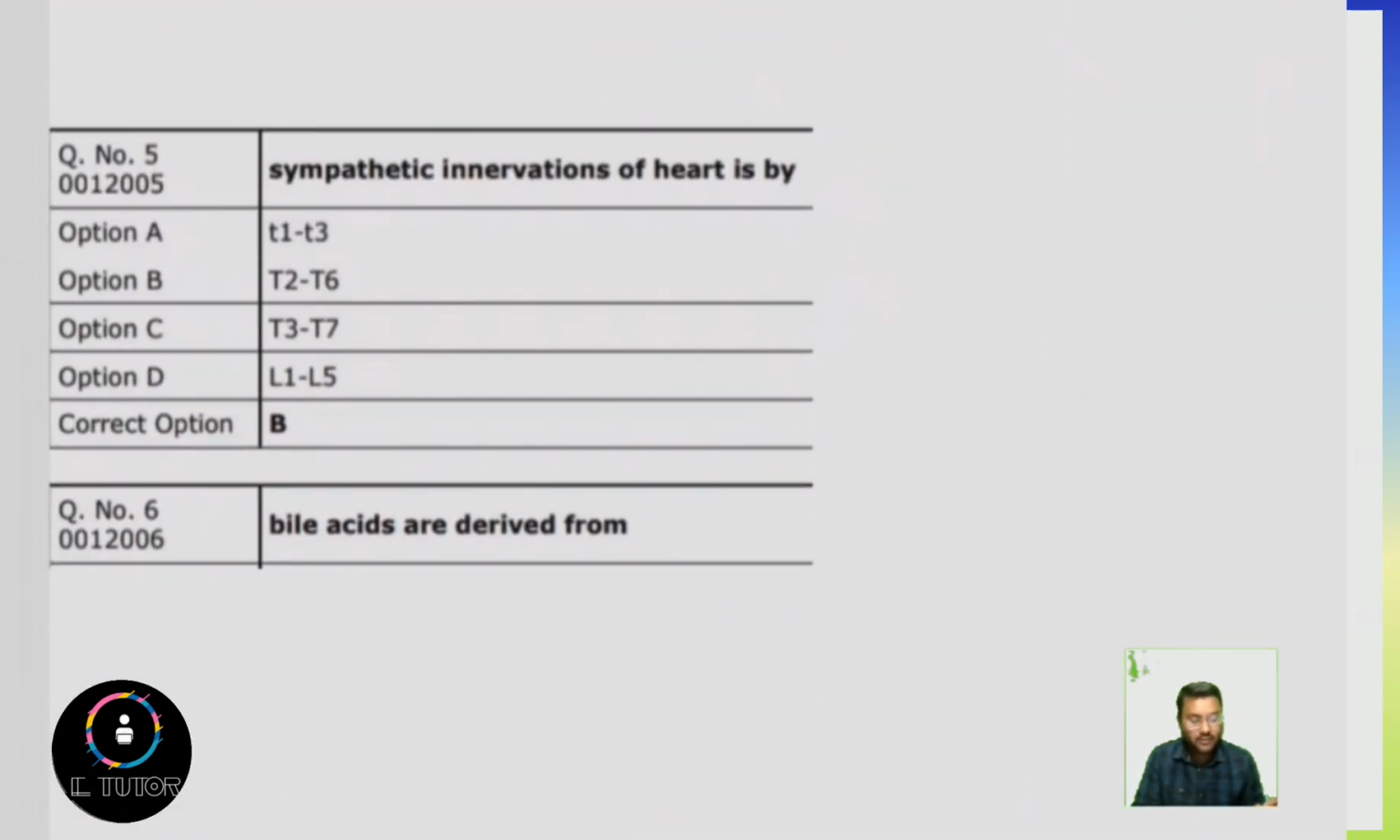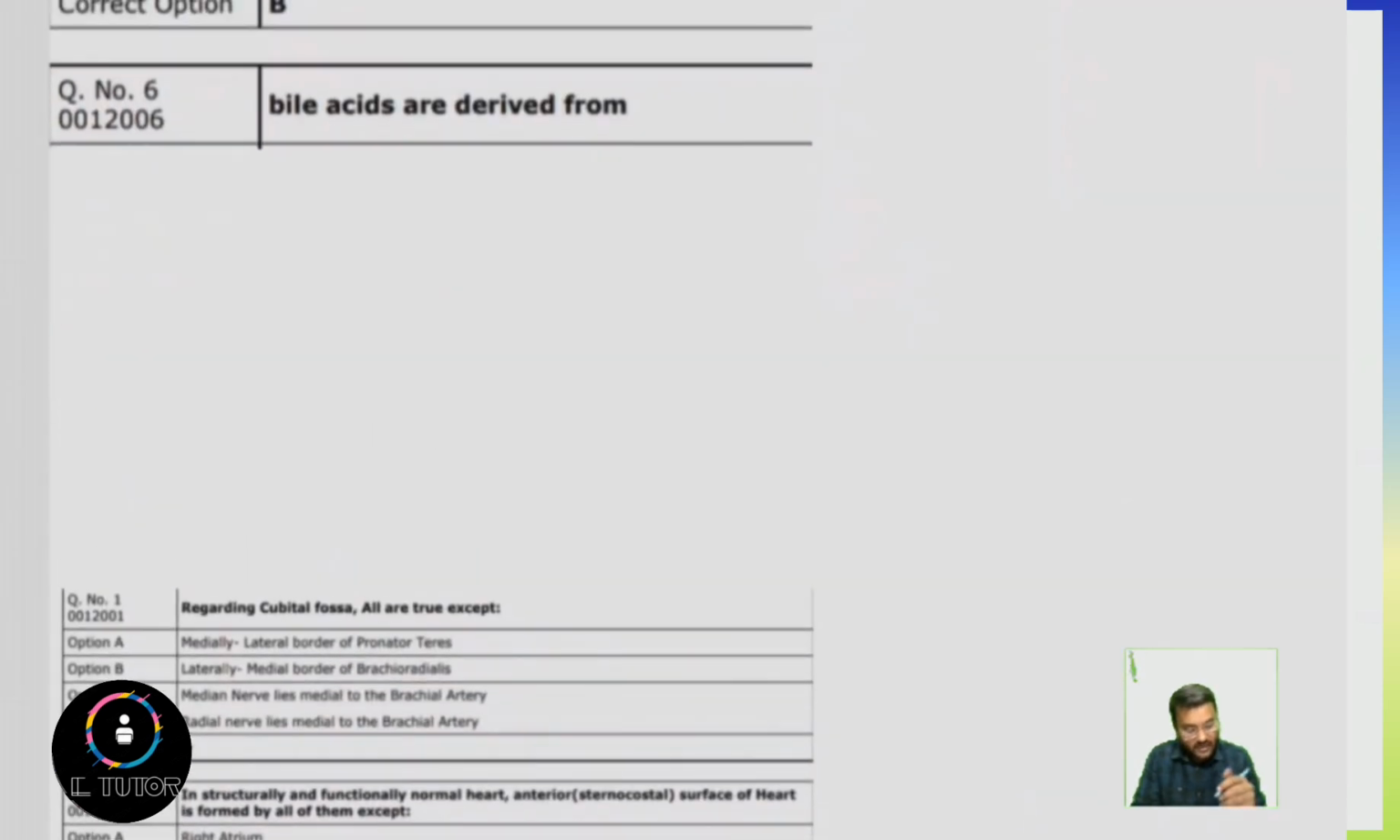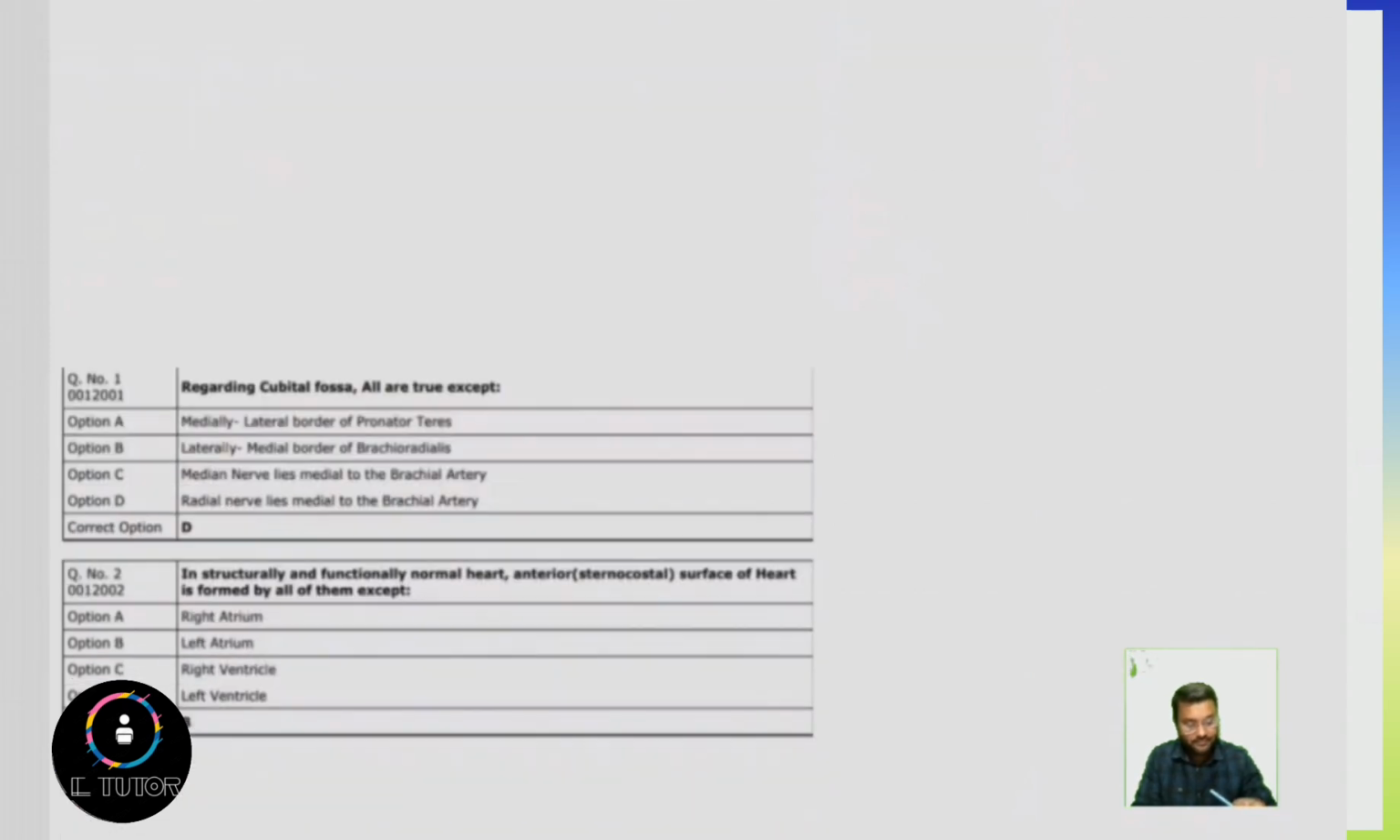Sympathetic innervation of the heart is done by. So sympathetic innervation of the heart is done by T2 to T6. So this is a direct question, T2 to T6. Bile acids are derived from. No, this is not a question from anatomy.